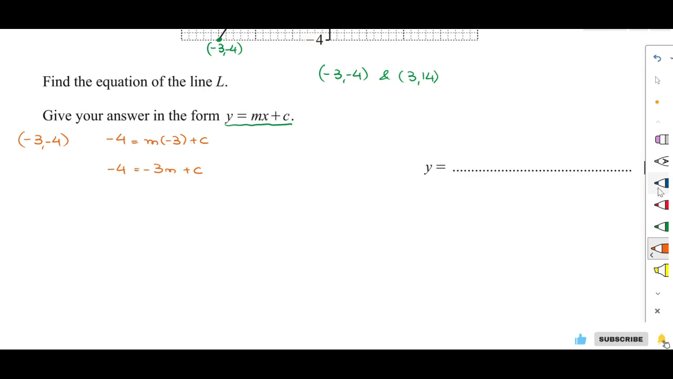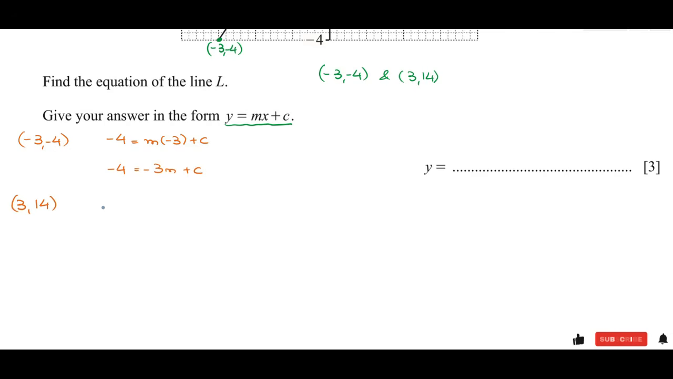Now plug the second point. Second point is 3 and 14. X is 3 and the y is 14. So y value is 14 is equals to m times x, m times 3, and plus c. So here we can say 14 is equals to 3m plus c. Now we have two equations. This is my first equation and this is my second equation.